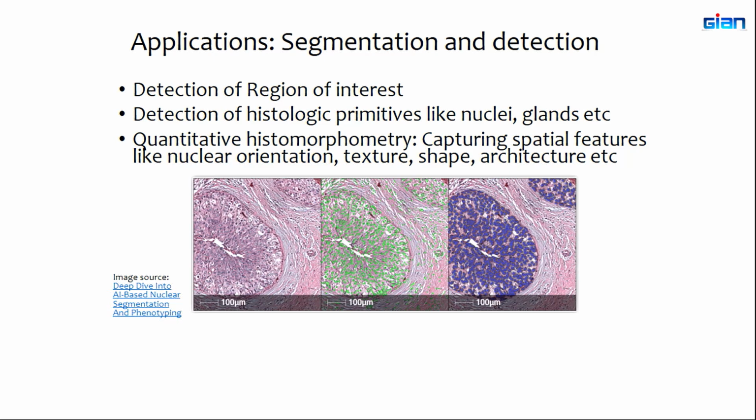And what is important is quantitative histomorphometry. So what does this stand for? Histomorphometry is nothing but quantifying the shape, size, and arrangement of histology primitives. So you can capture spatial features like orientation of nuclei, texture of nuclei, shape of nuclei, architecture of nuclei. All of these are important measurements that can help you in downstream analysis of different regions of interest.